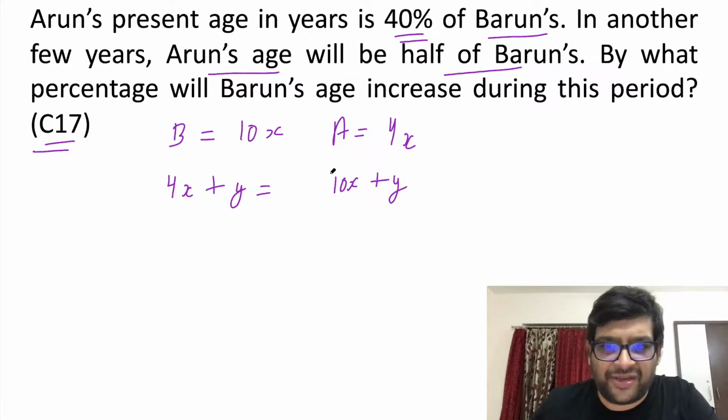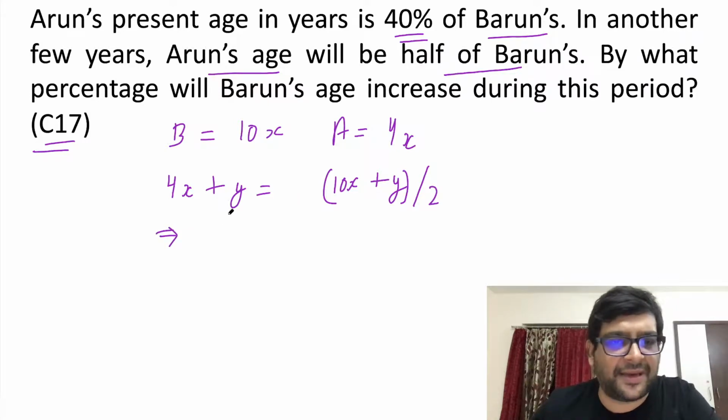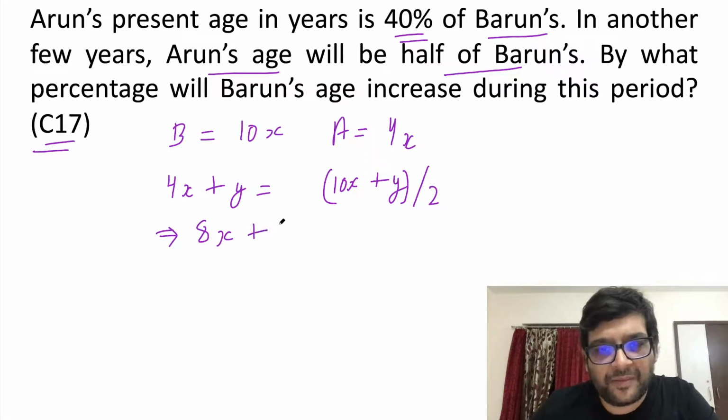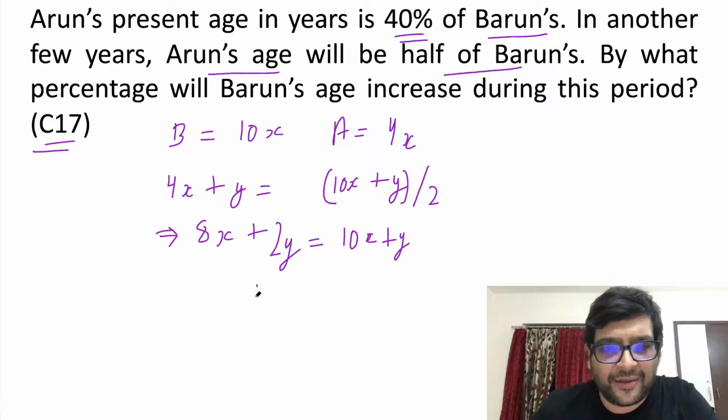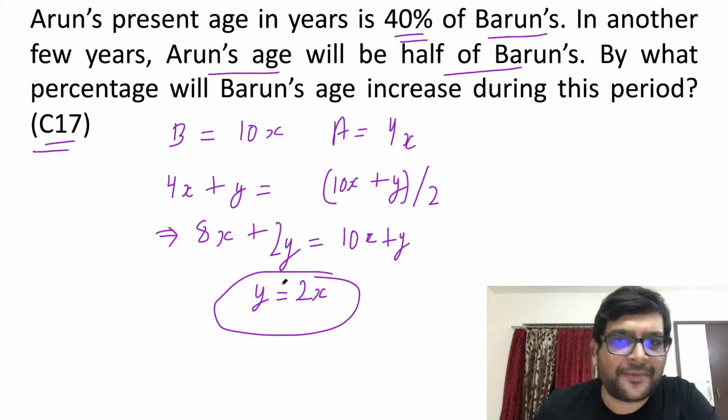Arun's age will be 50% of Barun's age, so it will be this by 2, which gives me some relationship between x and y. Let's see that. This is 8x plus 2y, which is equal to 10x plus y. So I get the value of y as 2x.